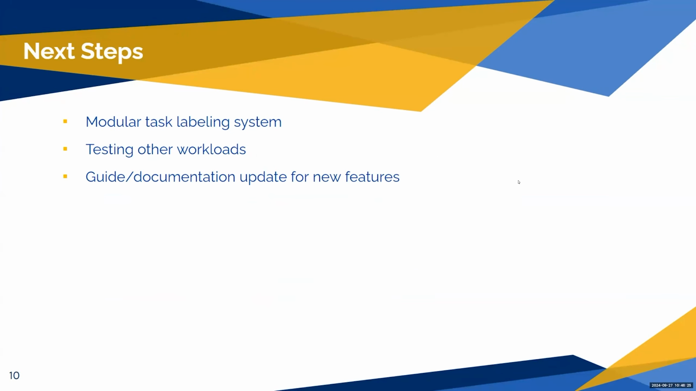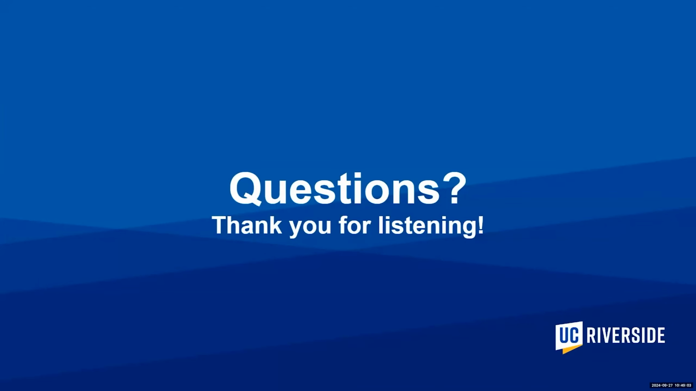The next step is a more modular task labeling system, because there are wildly different kinds of workloads. We can make it up to the user, giving the user more control over how they want to label their tasks. That is what we're aiming for in the future, to be integrated with the Parsl code base. I want to try working with other types of workloads to see how Seesaw performs. And when this is all done, there'll be a guide and documentation update that includes the whole shebang for all the new features. That was kind of quick, but thank you for listening.